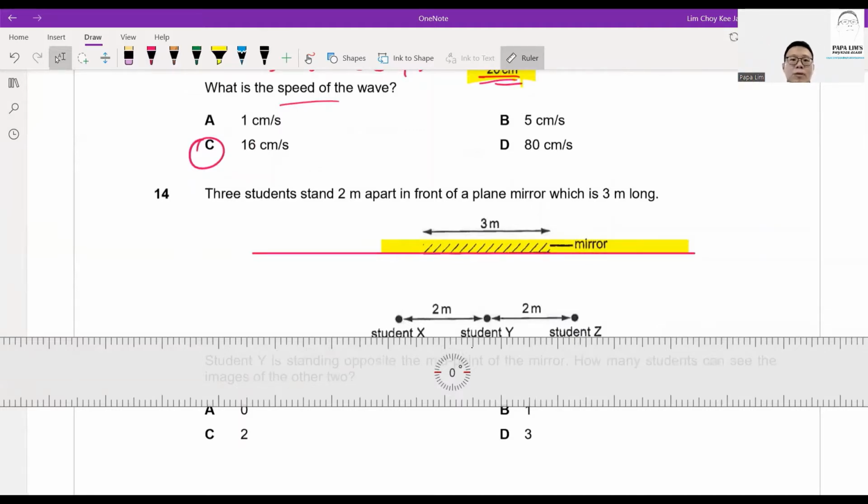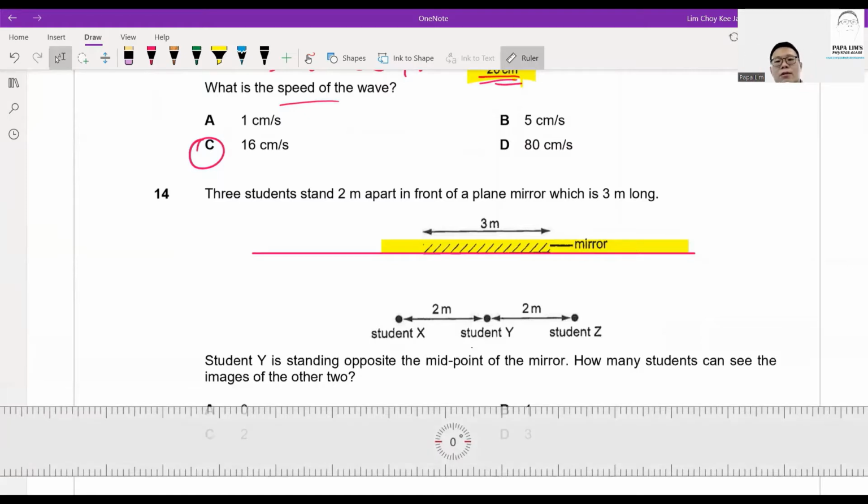The easiest way is to go back to the basics, the property of the mirror. Whatever distance the object is from the mirror, the image will be that same distance away. So for example, if student Z is 2 meters away from the mirror, similarly the image of student Z will also be 2 meters away, behind the mirror. This is what we mean by the property of the image of the mirror: whatever distance the object is in front of the mirror, the image will be the same distance behind it.